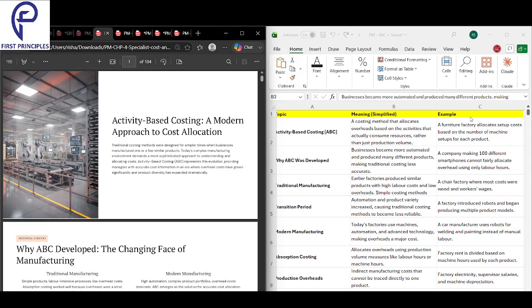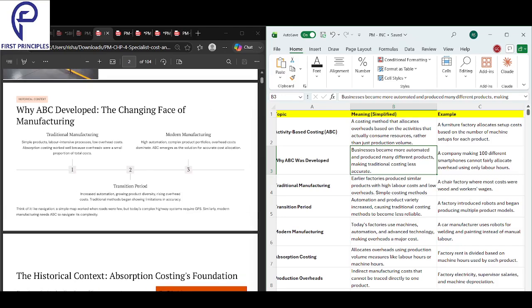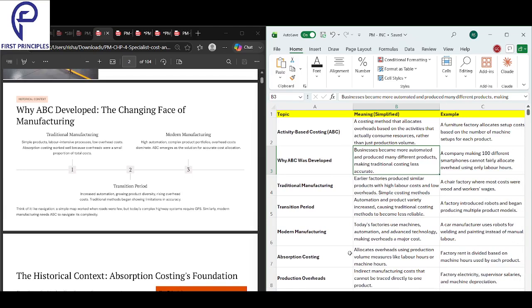Why was ABC developed? Because businesses became more automated and produced many different products, making traditional costing less accurate. A company making 100 different smartphones cannot fairly allocate overheads using only labor hours. So why was this method needed? Because businesses became very automated and started producing multiple products, and it became very difficult to allocate the cost using the traditional methods.